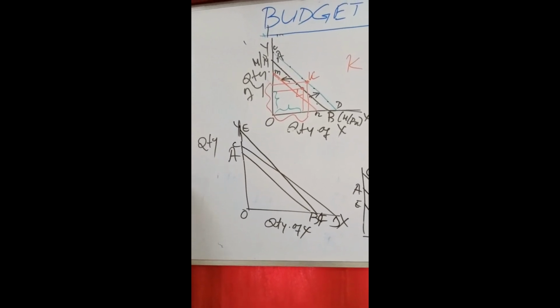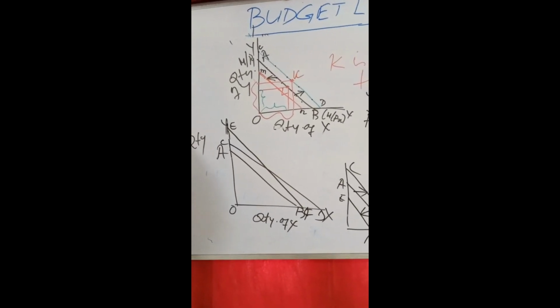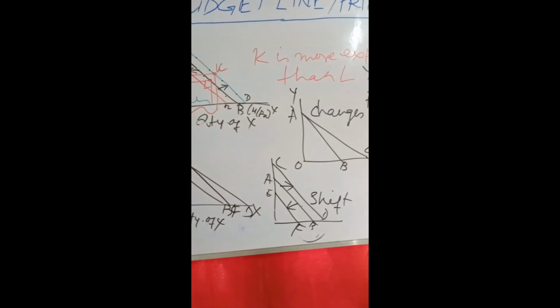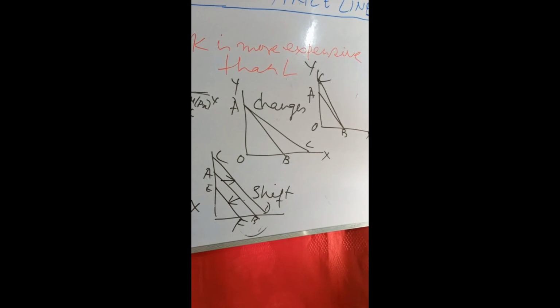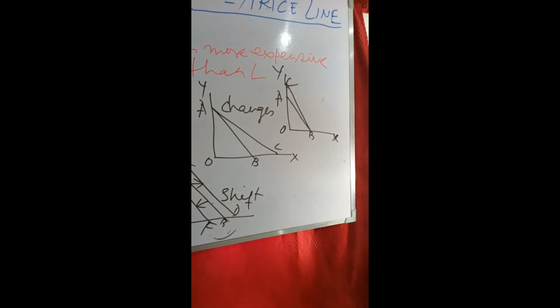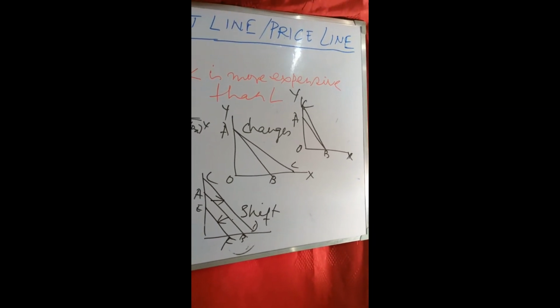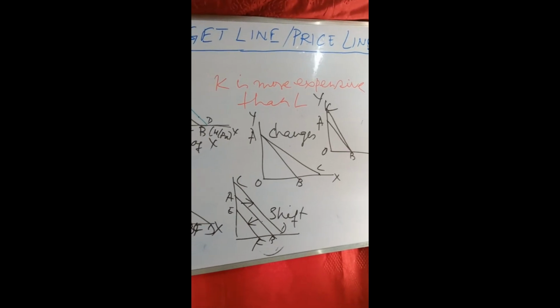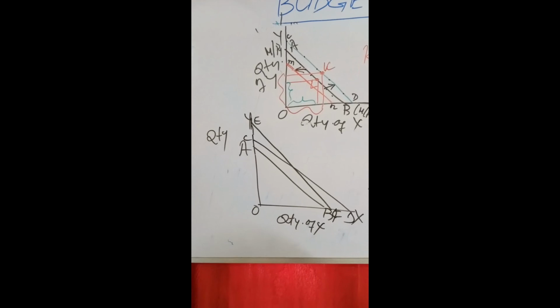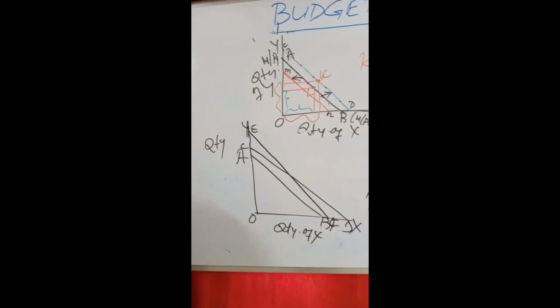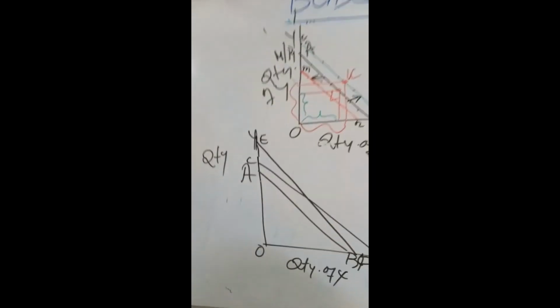Now budget line is considered along with indifference curve to establish consumer's equilibrium. That means the budget line and the indifference curve have to be drawn in the same diagram to establish the equilibrium position of the consumer. That will be taken care of in some other video.